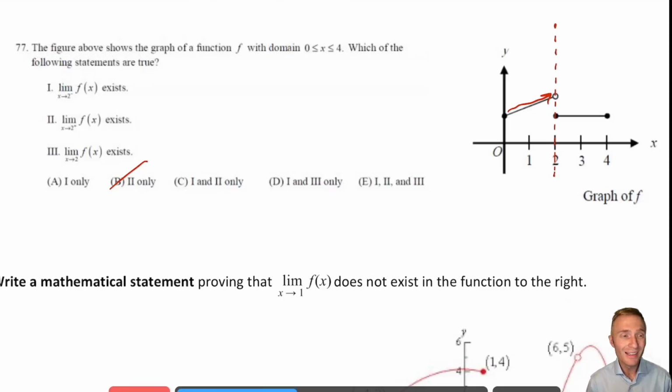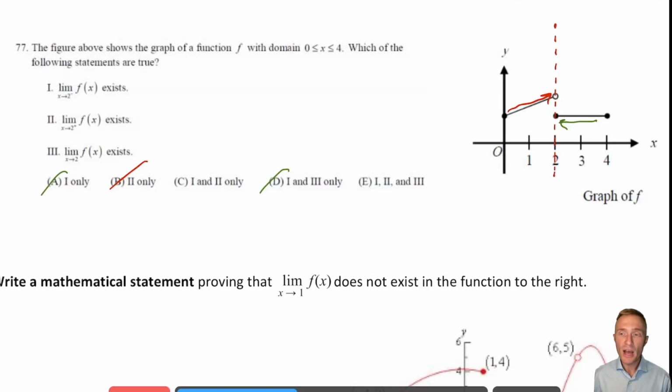Number 2, does the limit as x approaches 2 from the right exist? And it does. There's no reason for it not to. It doesn't go to infinity. It doesn't oscillate. We're on that number, whatever that number may be, and our limit is whatever number that horizontal y value is. So it has to include 2. So here we go, and here we go.